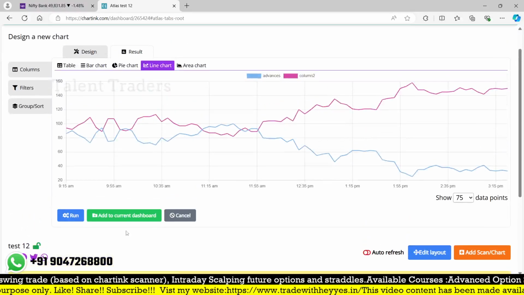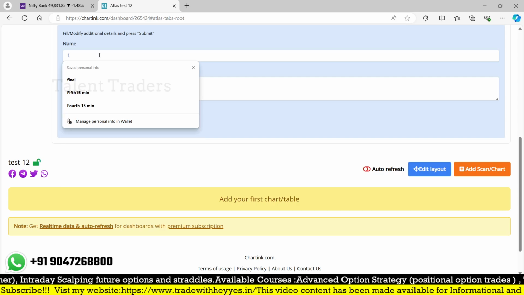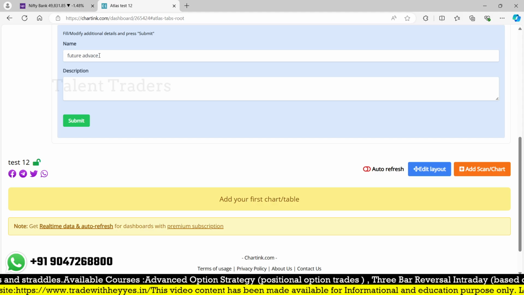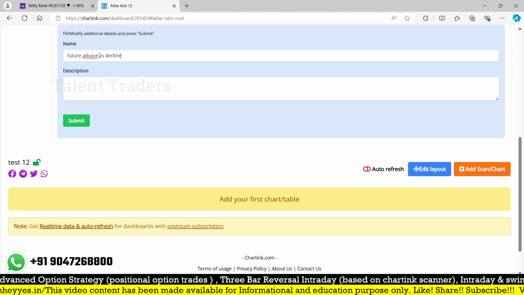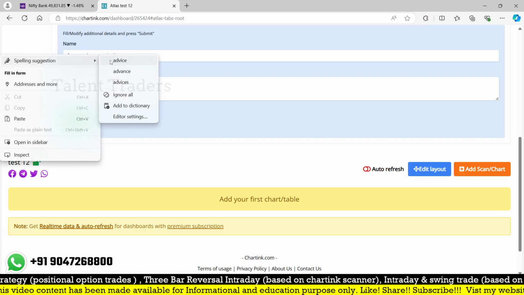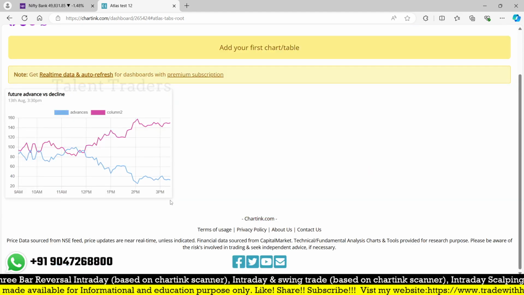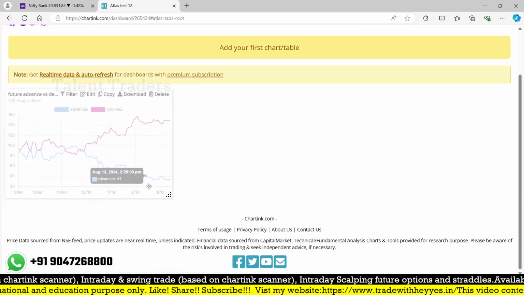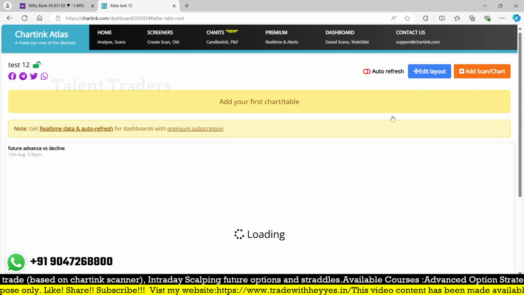So this is the dashboard. Add to current dashboard. Maybe you can give it the name futures advance decline. So like this, you can create the dashboard, and it will show you this. We can edit the layout and then drag and drop. It really looks like a chart, and save the layout.